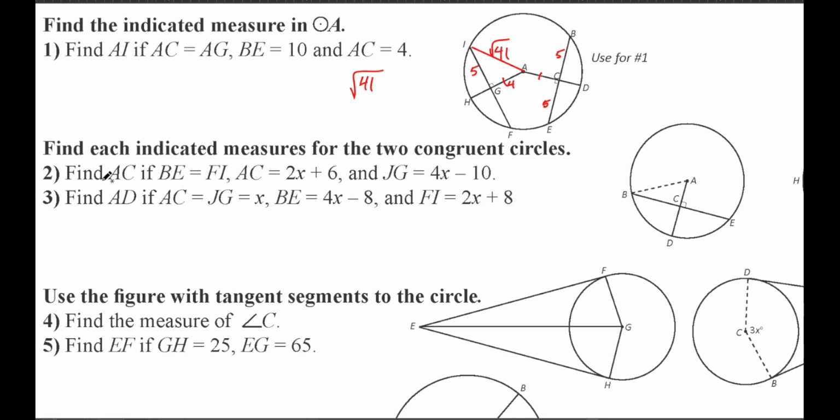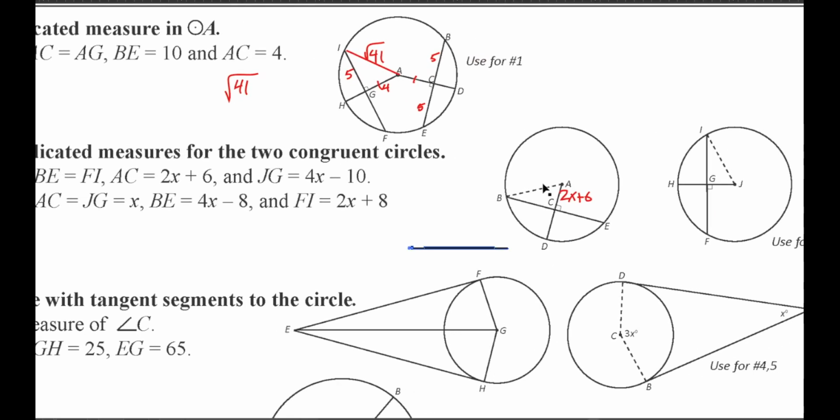Well, let's just kind of set this up. So find AC. Actually, let's not call it x because they give it to you. This is 2x plus 6, 2x plus 6, that little bit right there. JG, oops, what did I just do? Let's try this. That's better. Oops, get rid of that.